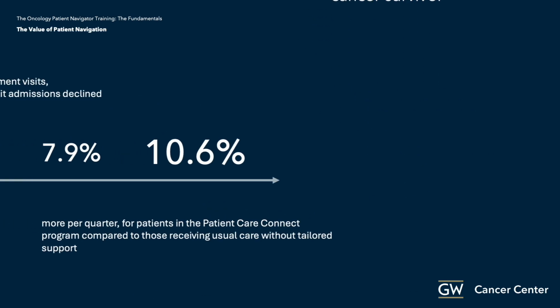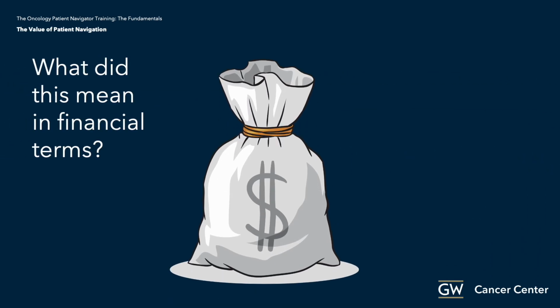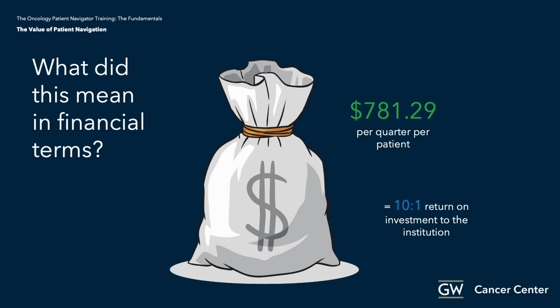The percentage of emergency department visits, hospitalizations, and intensive care unit admissions declined for all patients, but they declined by 6%, 7.9%, and 10.6% respectively more per quarter for patients in the Patient Care Connect program, compared to those receiving usual care without tailored support. What did this mean in financial terms? The Patient Care Connect program saved $781.29 per quarter per patient in the program, resulting in an estimated 10-to-1 return on investment to the institution.